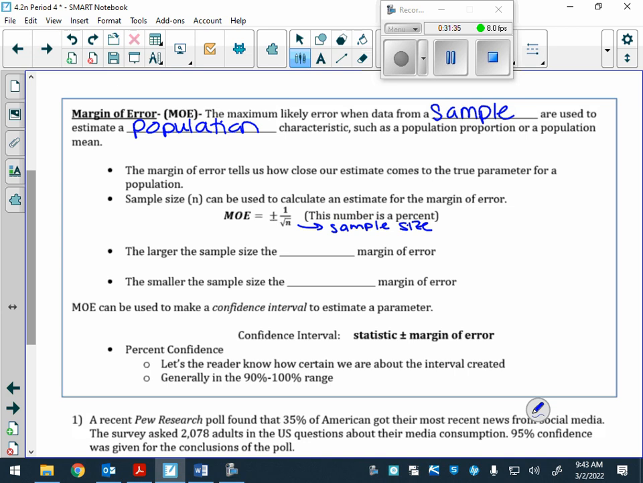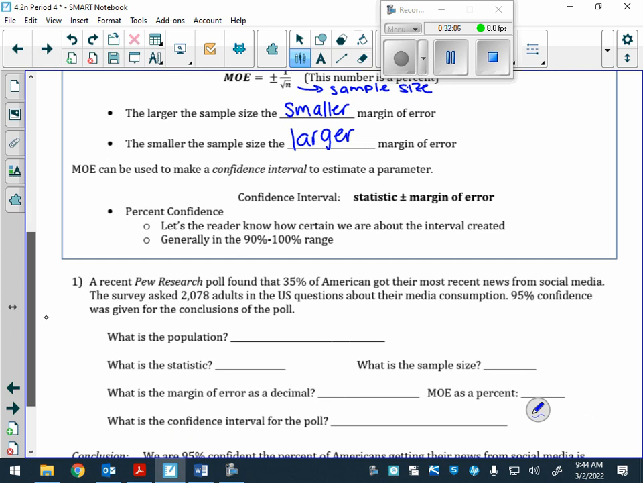Okay? Now, one thing to keep in mind, the larger the sample size, the smaller the margin of error. The smaller the sample size, the larger the margin of error. So we always tell people when they're doing sampling that you want the bigger sample, because there's more consistency with that, okay? And it has to be random.